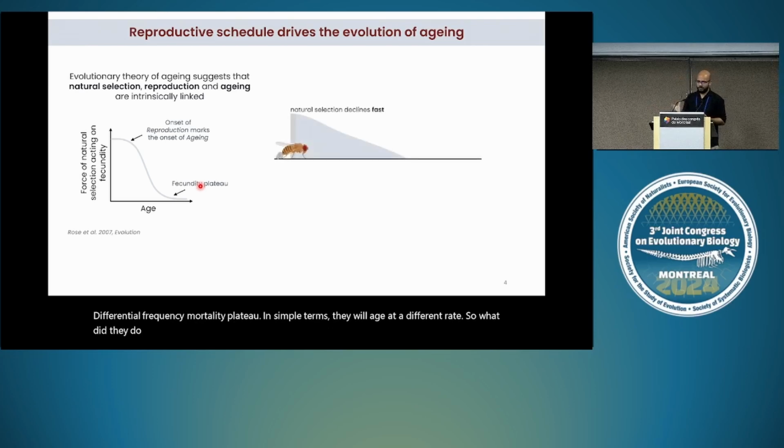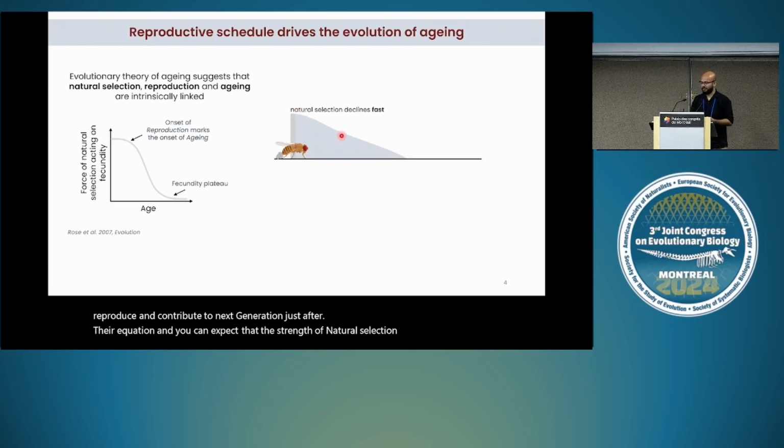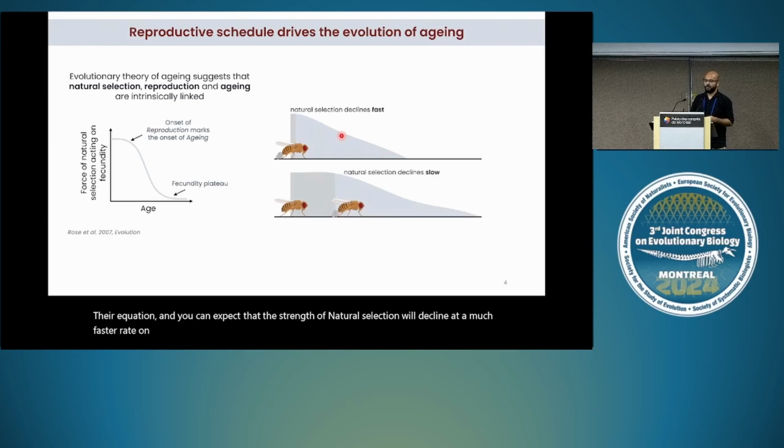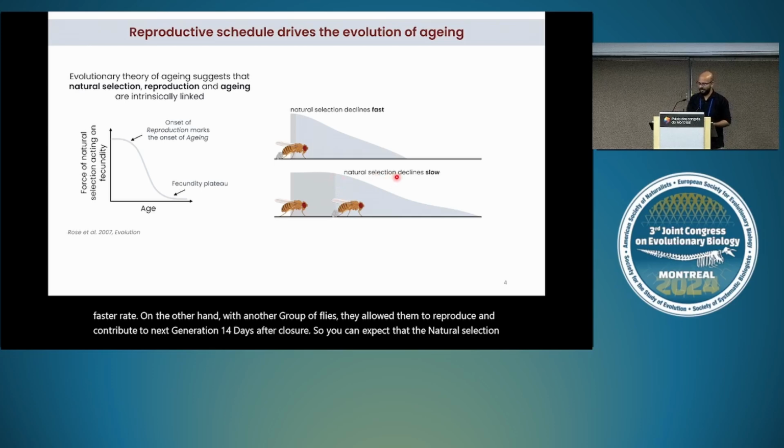They took a bunch of flies. With one group of flies, they allowed them to reproduce and contribute to the next generation just after their eclosion. And you can expect that the strength of natural selection will decline at a much faster rate. On the other hand, with another group of flies, they allowed them to reproduce and contribute to the next generation 14 days after eclosion. So you can expect that natural selection will decline at a slower rate.